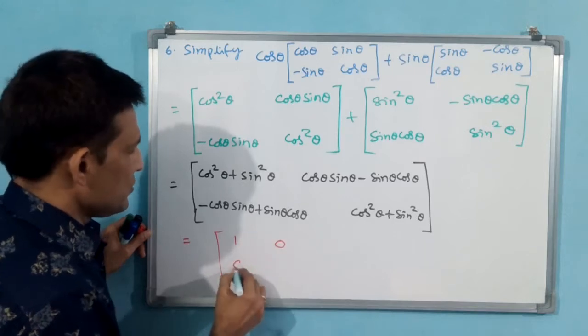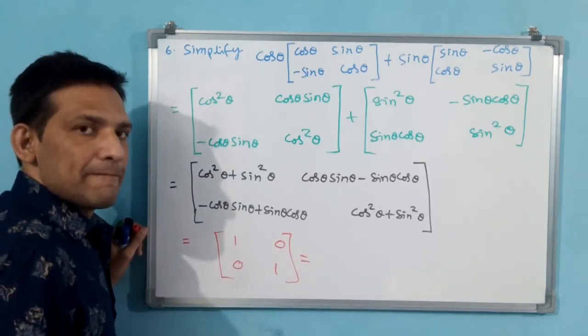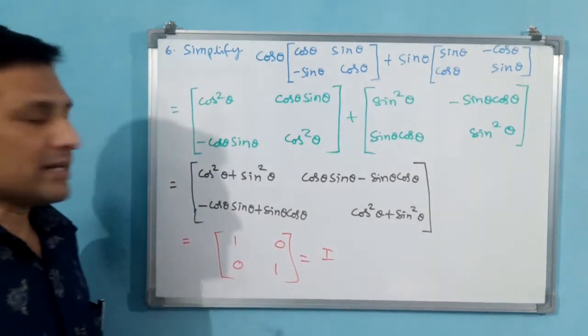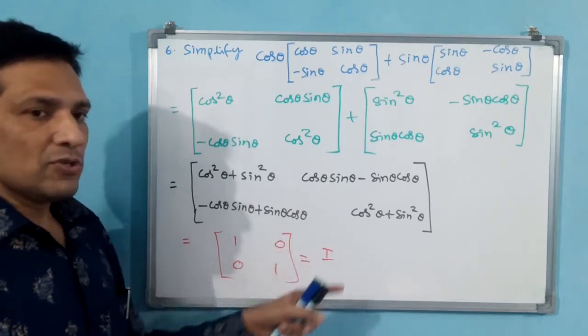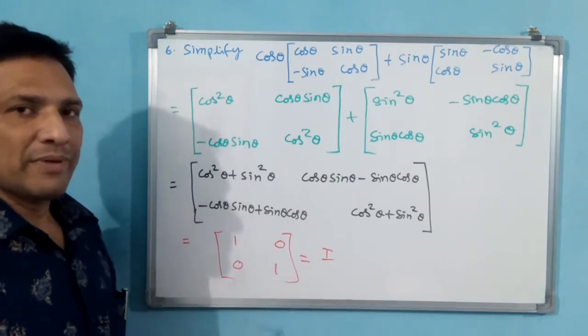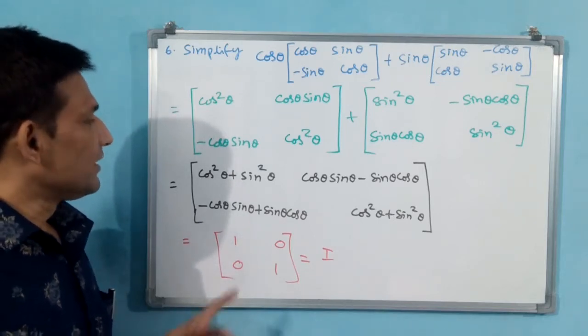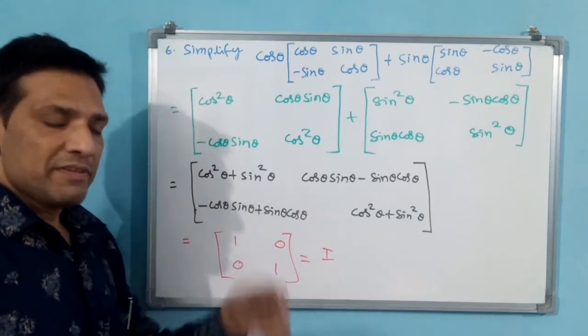1 0 0 1. What is this? I, the identity matrix. It is a diagonal matrix, but in the diagonal only 1 comes. 1001. 100, 010, 001 means third order I. That also is I. Now we finished the sixth question. We go for the seventh question.